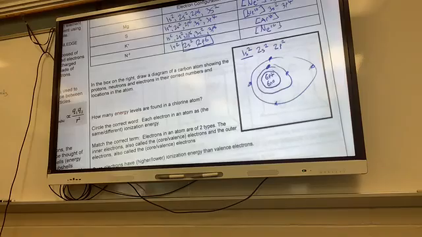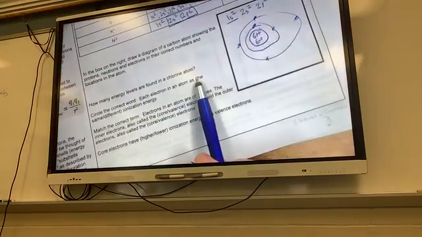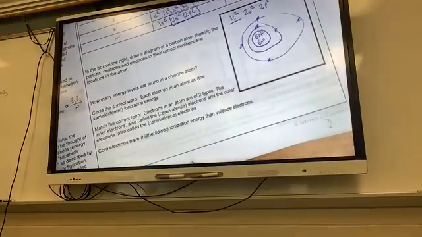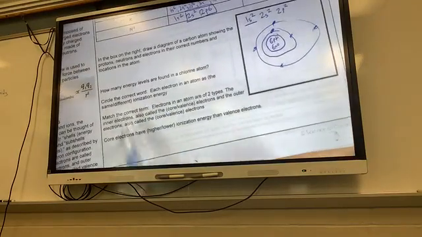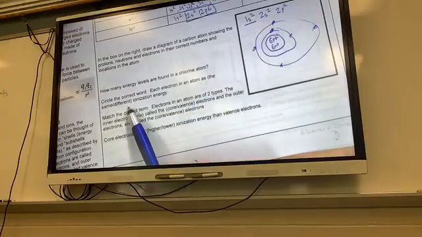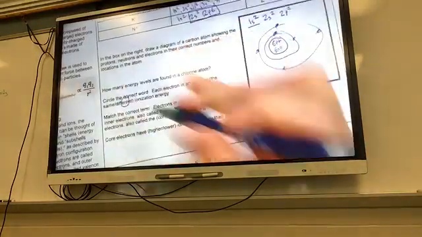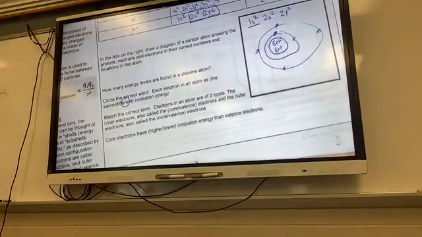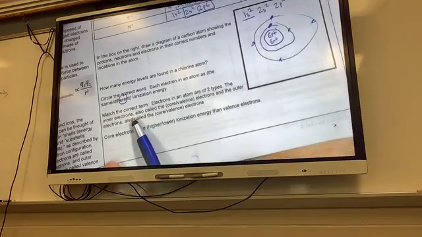Each electron in an atom has the same or different ionization energy? It's different. We know they're different, right? Because it depends how close they are to the nucleus. Guess what we're getting close to? Trends.